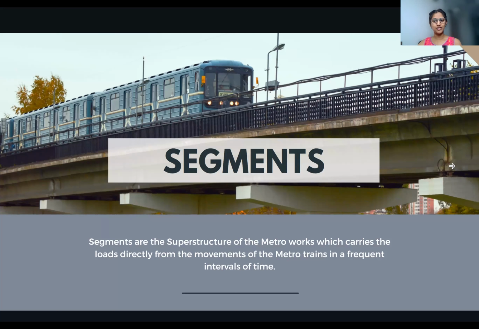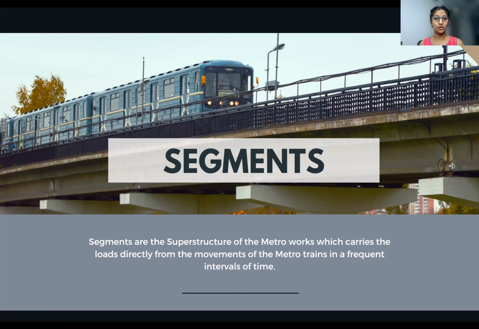Segments are superstructures of the metro work which carry the loads directly from the movement of the trains at frequent intervals of time. As I've mentioned previously also, there will be metro movement that keeps happening. Sometimes during the peak hours, there might be a metro train every 3 minutes in metropolitan cities. In off-peak hours, it will be 1 in 10 minutes or 1 in 15 minutes. If it is in the outskirts, you will have 1 in 20 minutes.